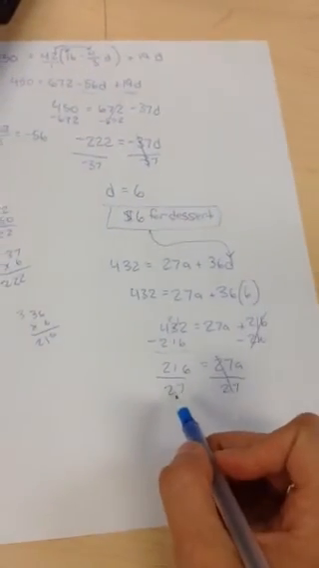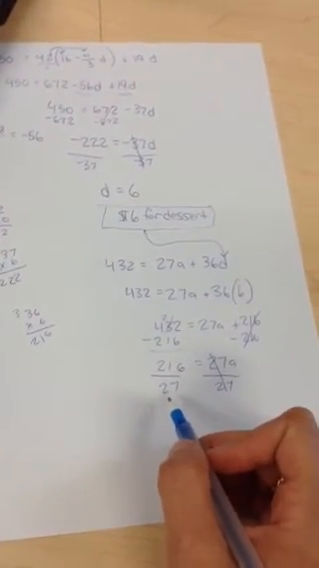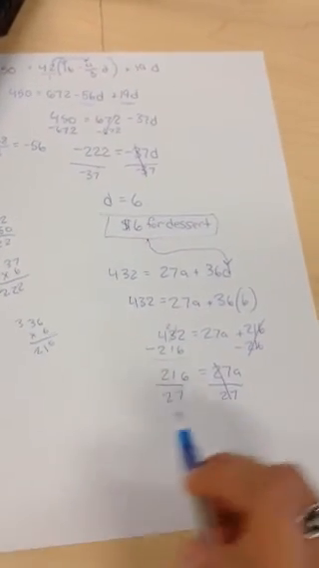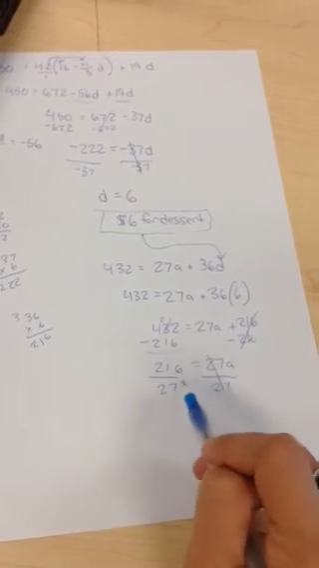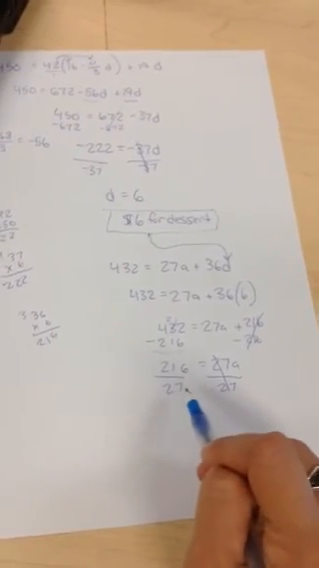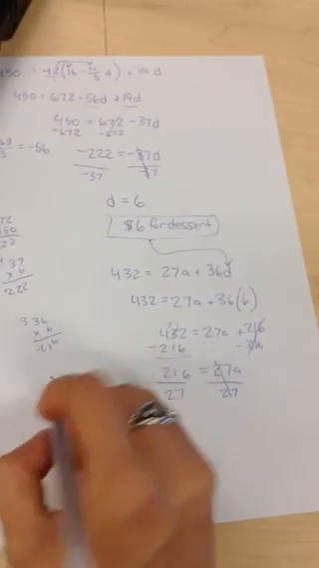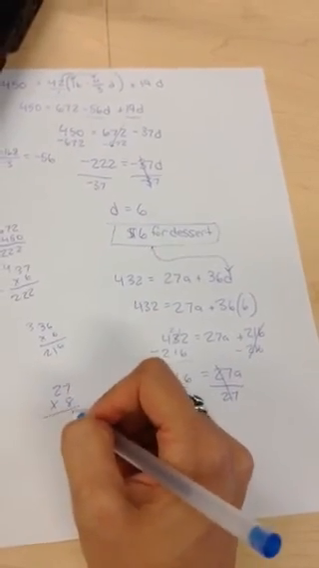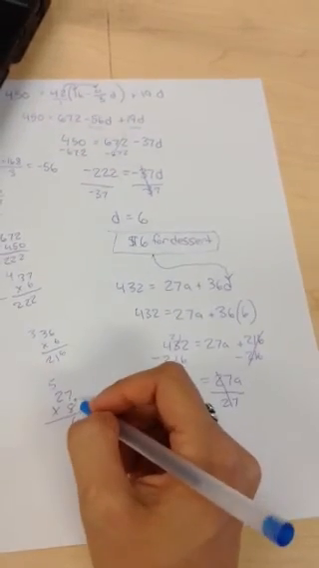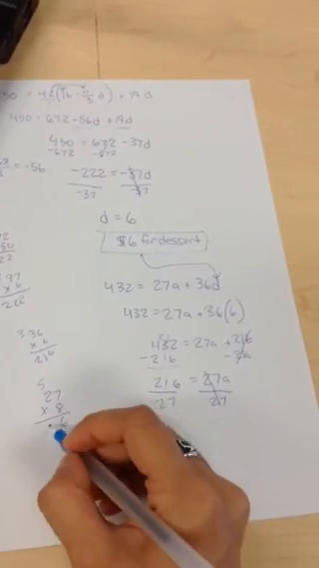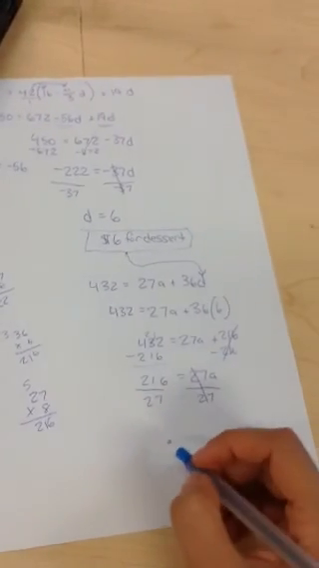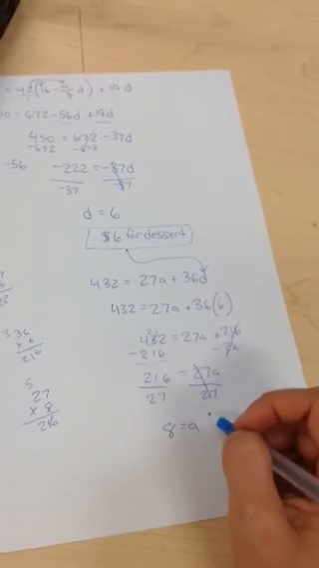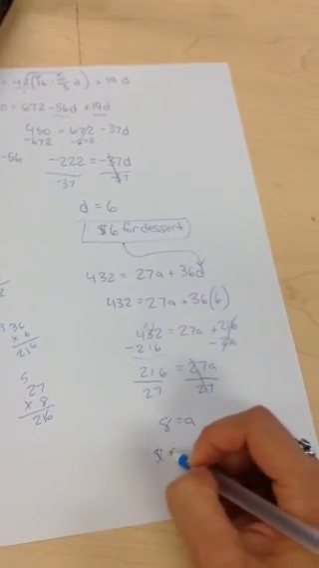So I want to see how many times 27 goes into 216. I'm just going to try. I know that 27 times 10, I would add a 0, and that'd be 270. So it has to be a little bit less than 10. So I'm going to try 27 times 8, 16, and that gives me my 216. So 8 is equal to A, so the appetizers are $8.